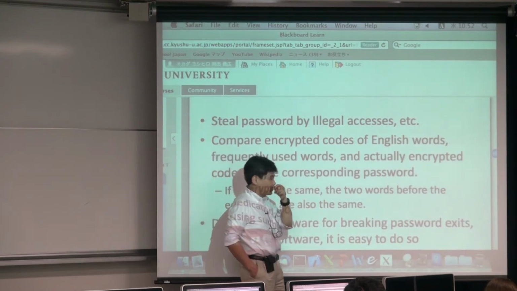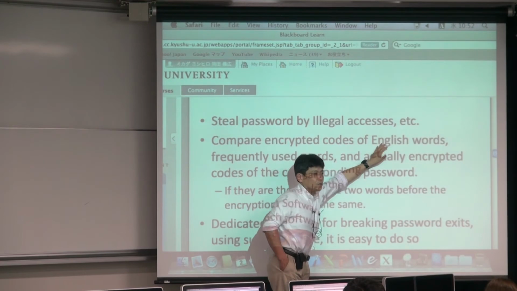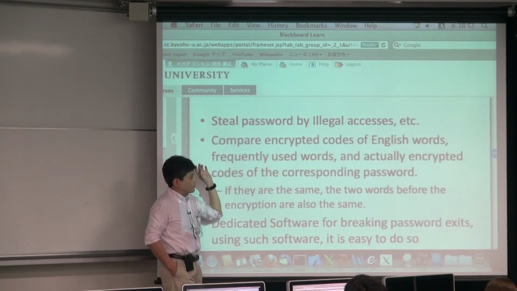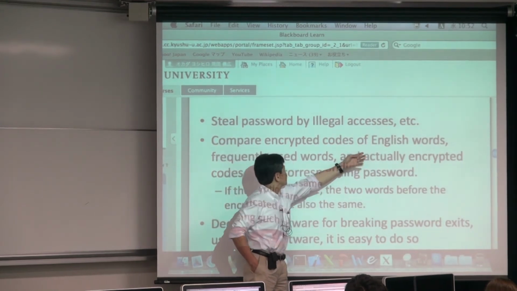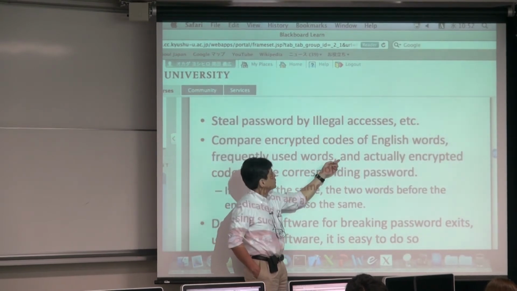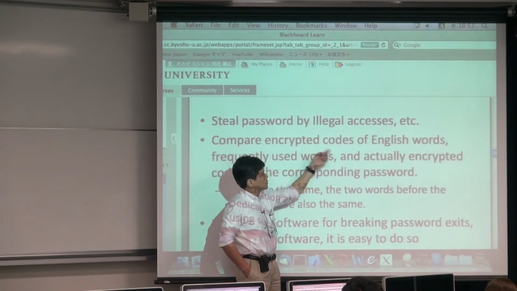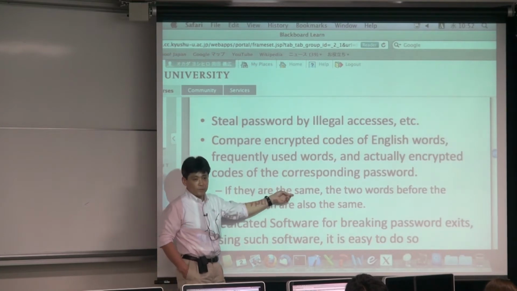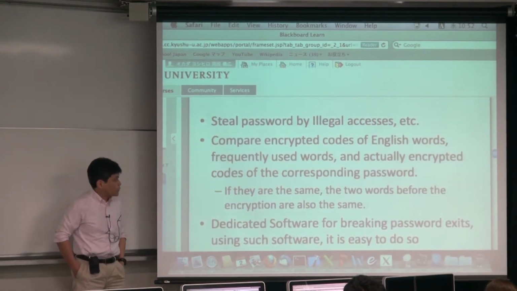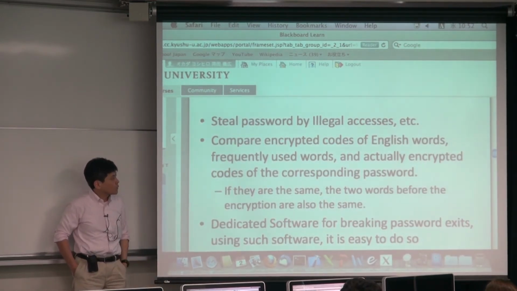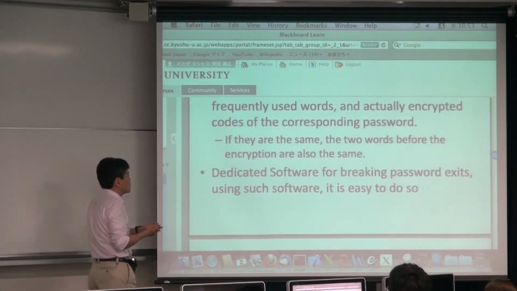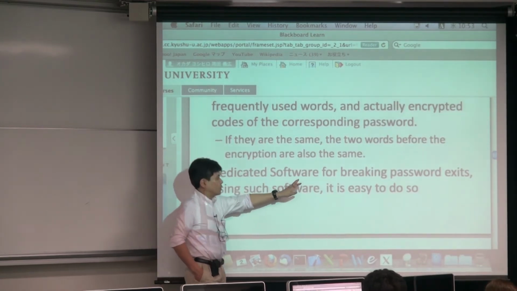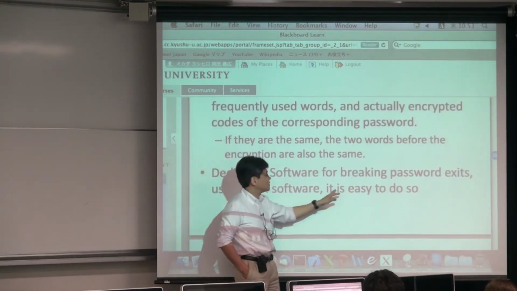So usually, you use an English word as your password. So of course, such a password is encrypted. Okay. So the bad person sometimes tries to enter English words, for example, frequently used words, and encrypts such a word into the encrypted code, and checks them. So if they are the same, the two words are the same. So in this case, your password was obtained. Okay. So unfortunately, there is dedicated software for breaking passwords. So actually, it is easy to do so, unfortunately.